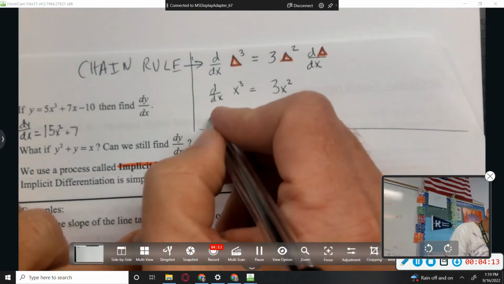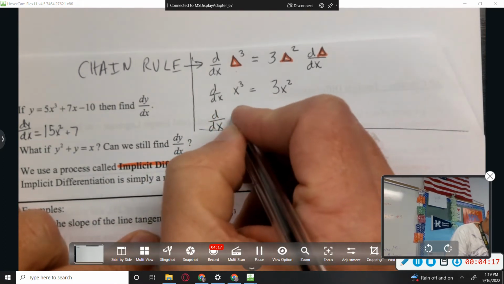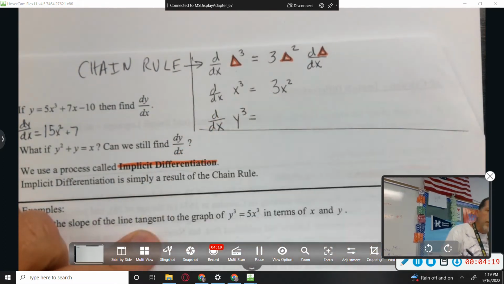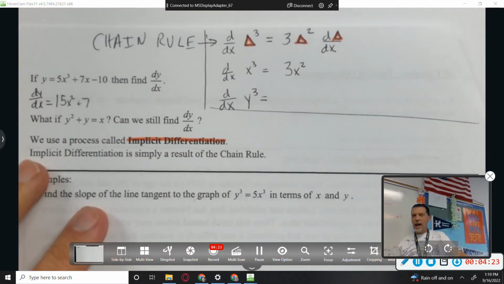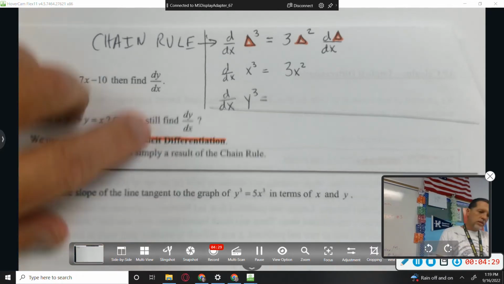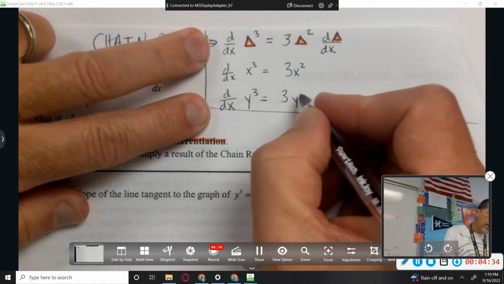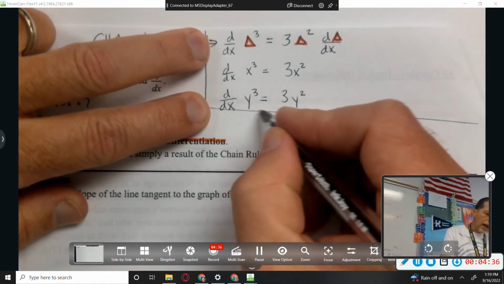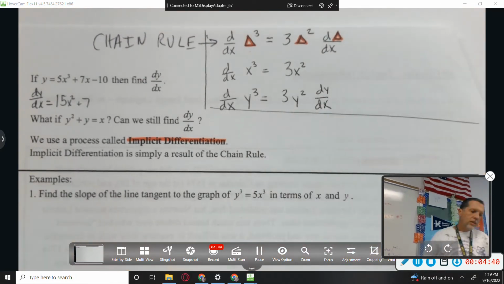Here's what we're going to do today though. Derivative with respect to x of y cubed. We haven't really done that, but we're still going to use the power rule and the chain rule. So maybe the orange triangle is most helpful. 3y squared. I don't really know what y is, so I'm just going to have to tag dy/dx on to the end of that.